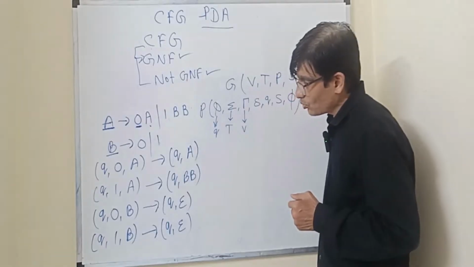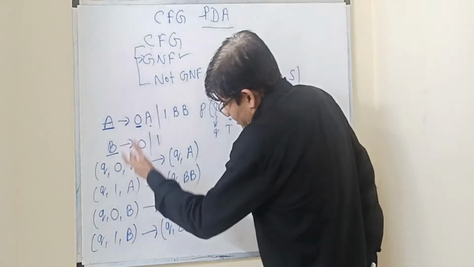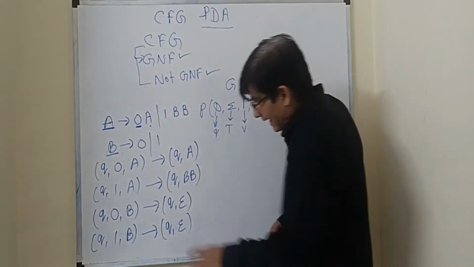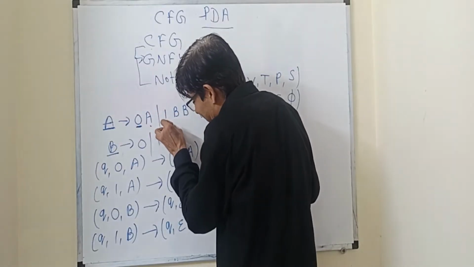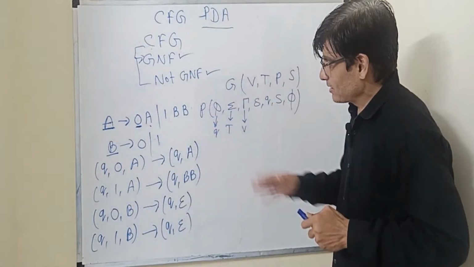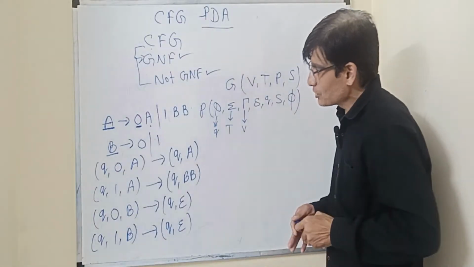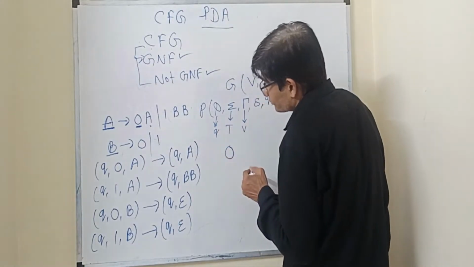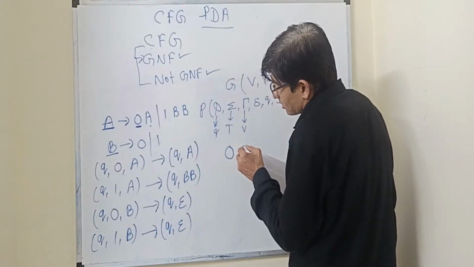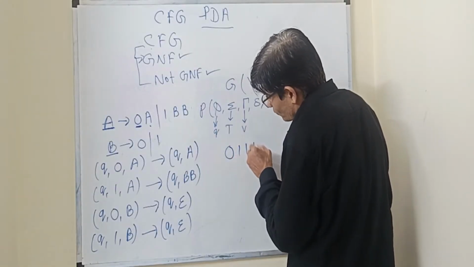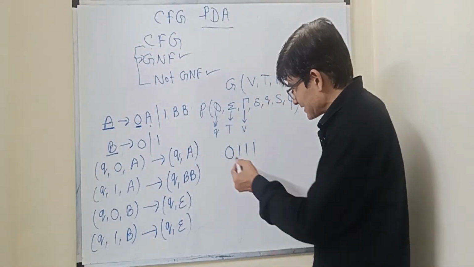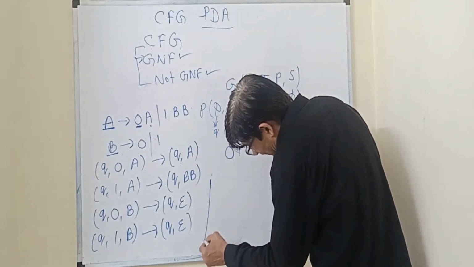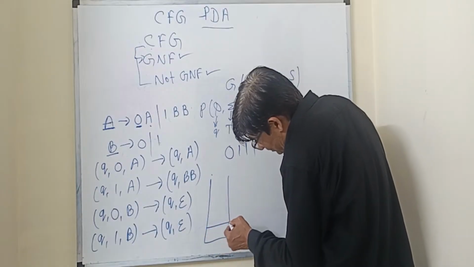Now this is how we can convert that particular grammar into GNF. Sorry, into PDA. Now I will take one example string from this language and show you how it is accepted by this PDA. So I will take one example string here as 0, 1, 1, 1, 0, 1, 1, 1. This is a valid string for this grammar. So now we will see how it is accepted by the PDA.